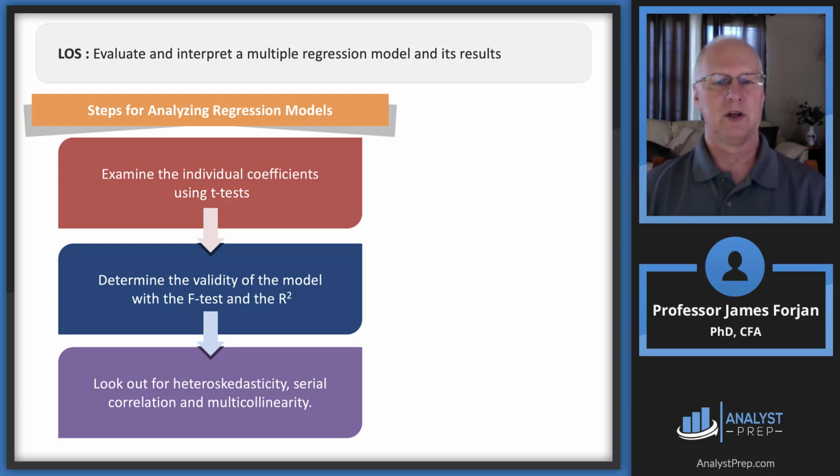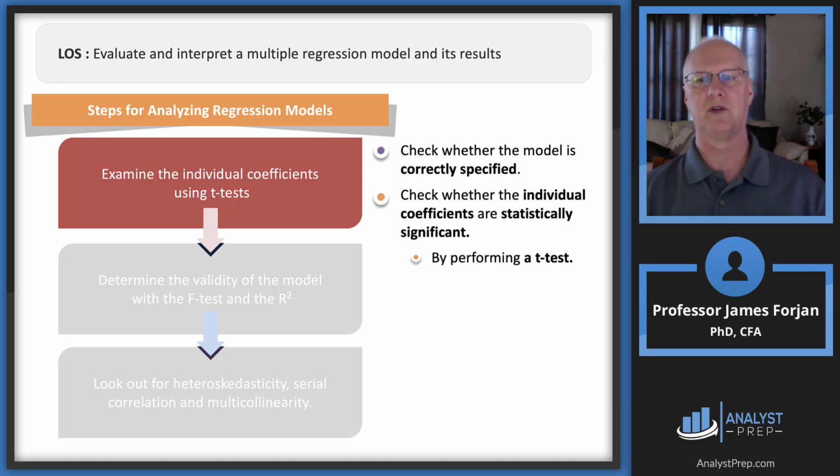All right, here's a good couple of slides here. Steps for analyzing regression models. All right, so we're going to have a couple of these steps here. Examine the individual coefficients. All right, so check whether the model is correctly specified, and then perform a t-test to determine whether those individual coefficients are statistically significant. That's kind of like the first step.